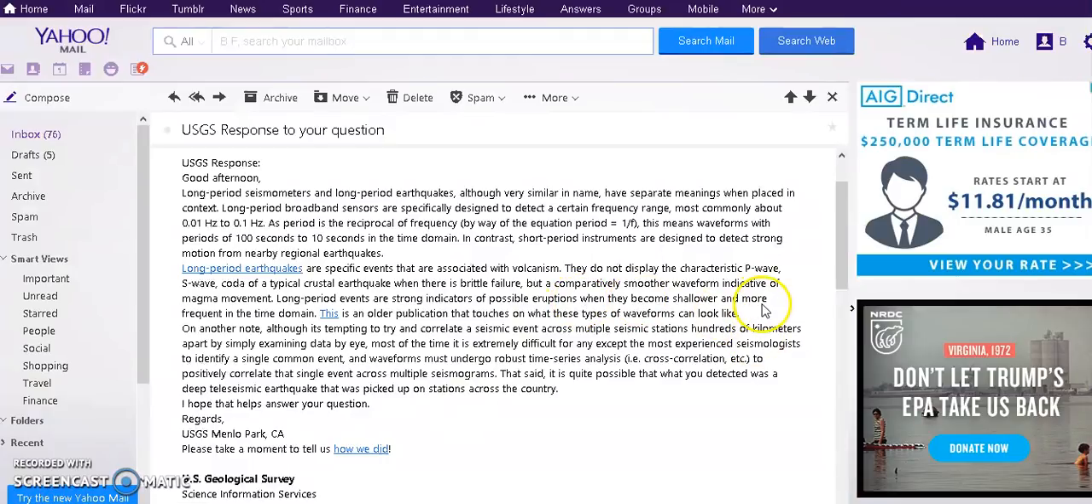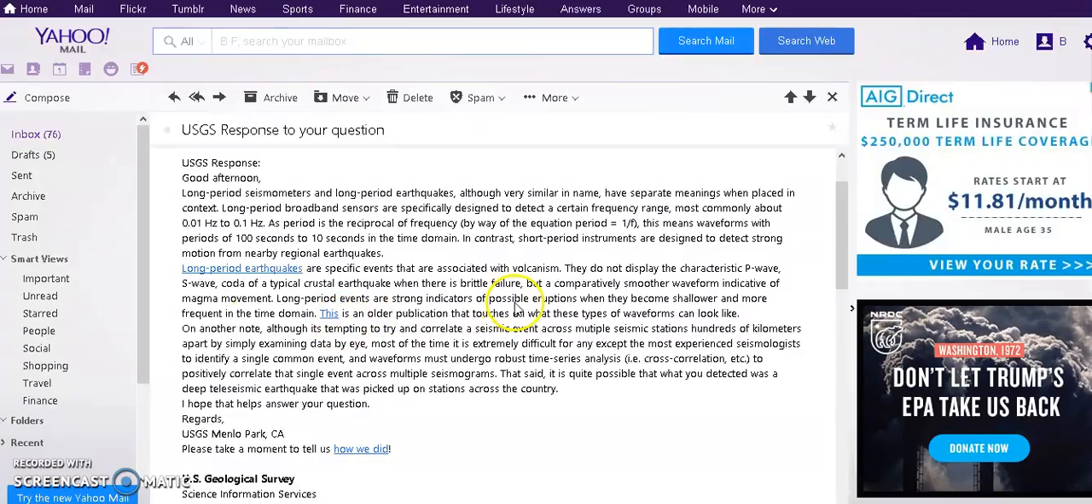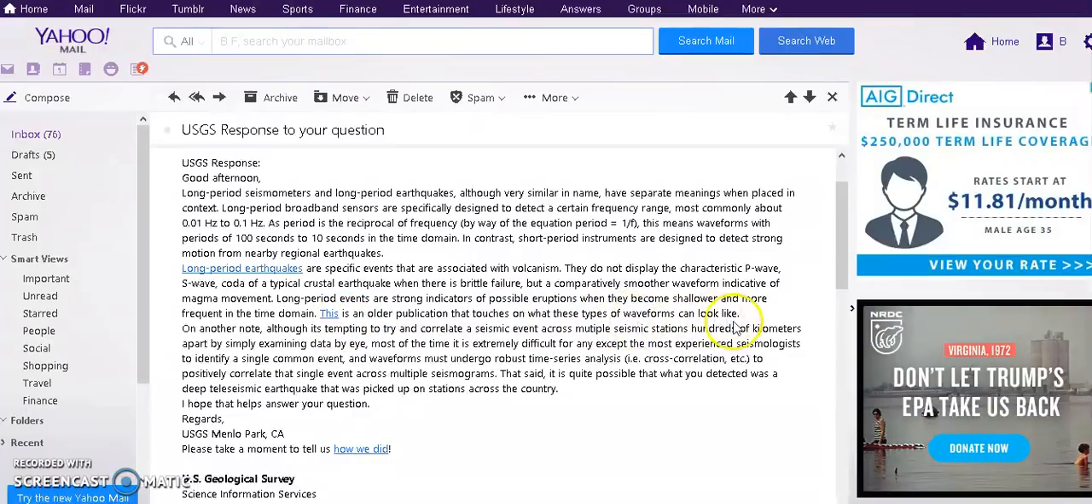When they become shallower and more frequent in the time domain. This is an older publication that touches on what these type of waveforms can look like.